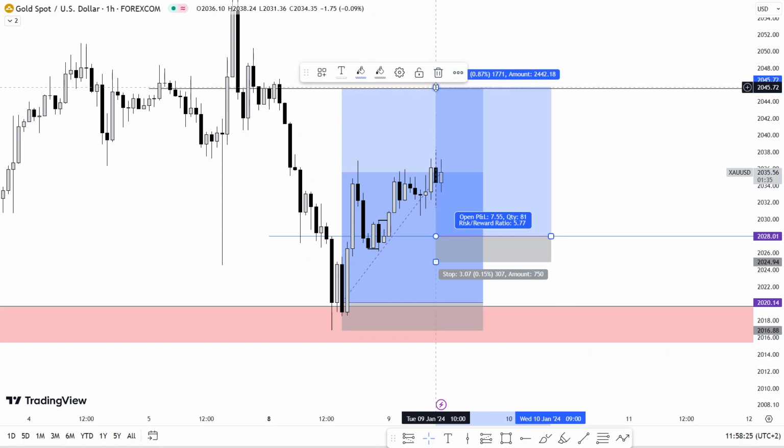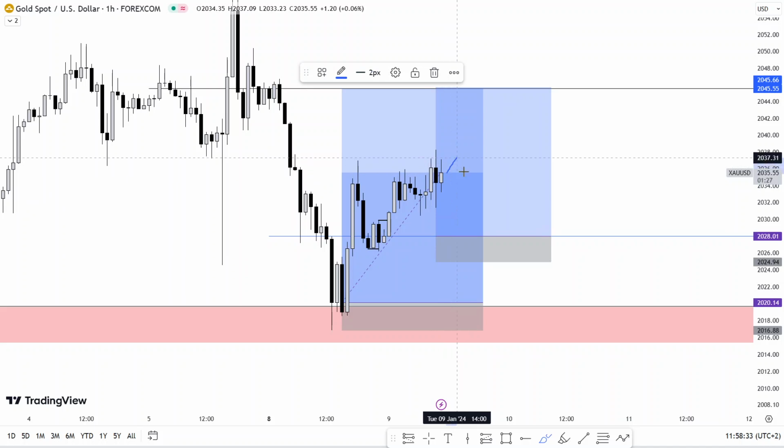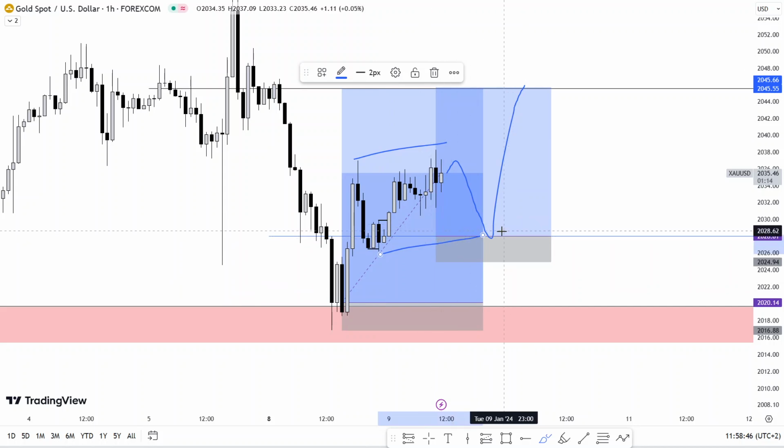Just like that. So if we close bullish, I would anticipate a buy from here, and then this would mainly be like a continuation. Continuation pattern.